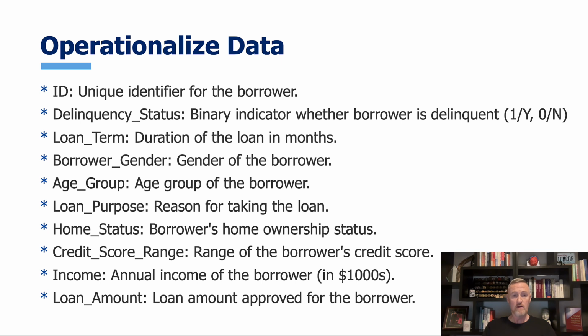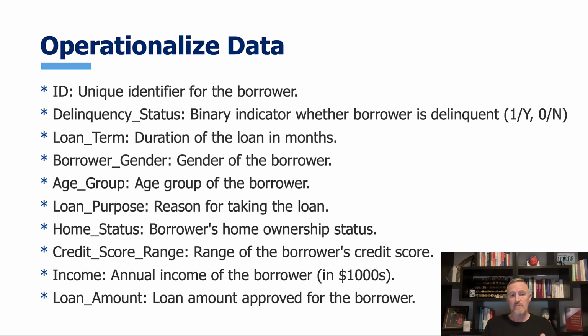We have age of the borrower. We know the reason for the loan. Was this a home loan? Was this a car loan? Was this some other type of loan? We understand the home status. So this is, does the borrower own their own home? Are they having a mortgage on their home? Are they a renter? What is their housing status? We have a credit score, of course. We know the annual income of the borrower, and we know what the loan amount is for the borrower. So this is the data that we have on current loans that have been issued from this financial institution.